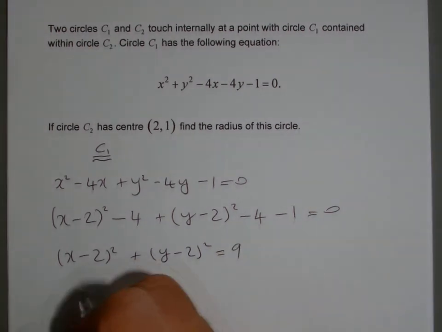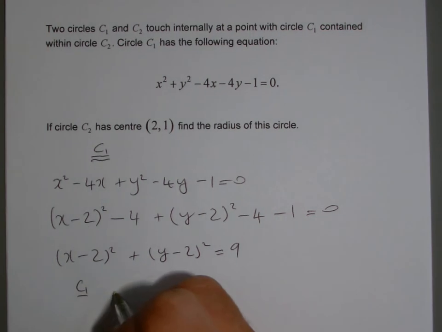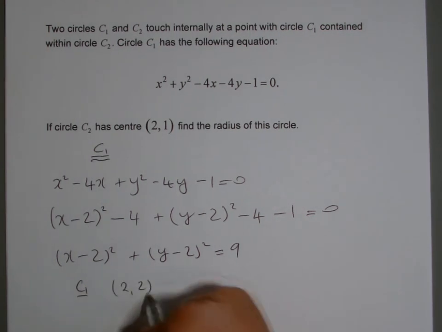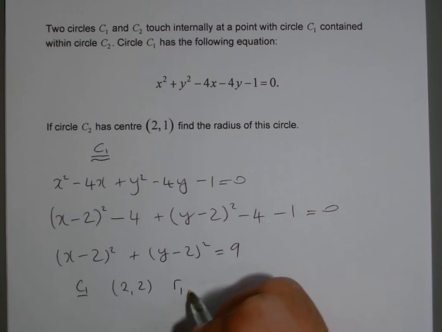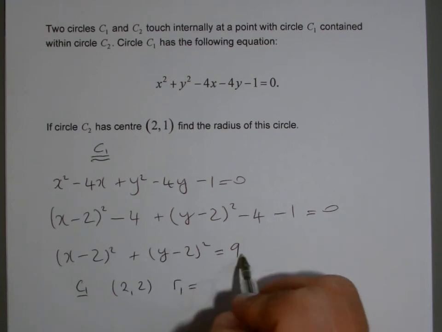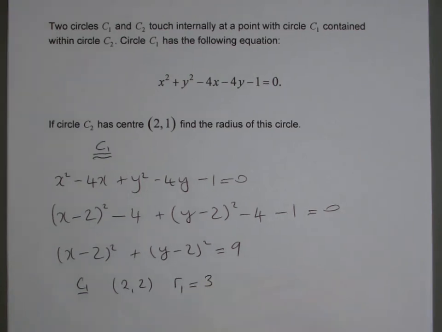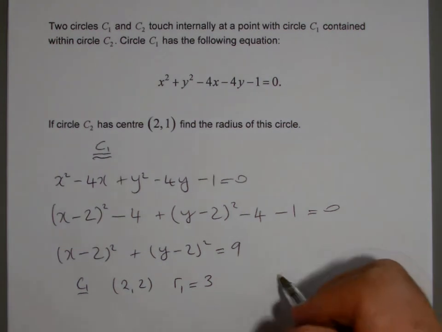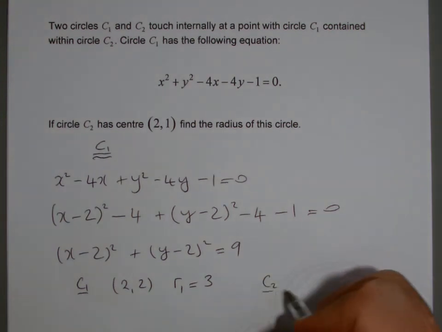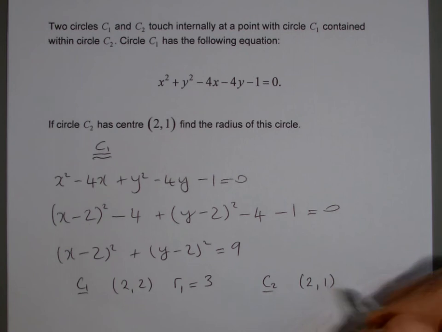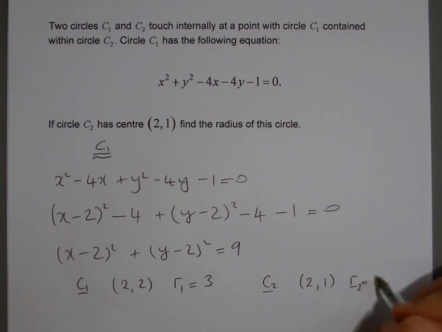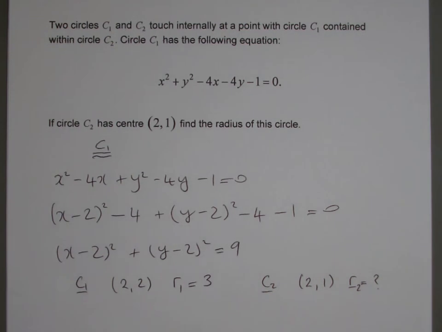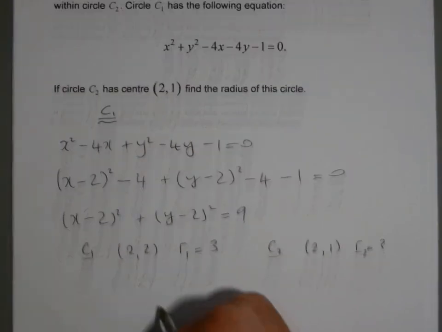So for circle C1, the center is (2, 2), and this is r squared, so the radius will be 3. Now for circle C2, the center will be (2, 1), and the radius R2, well, we don't know what that is, do we? So it's a question mark. What is R2? We don't know. But the fact that they touch internally, we can use this formula.